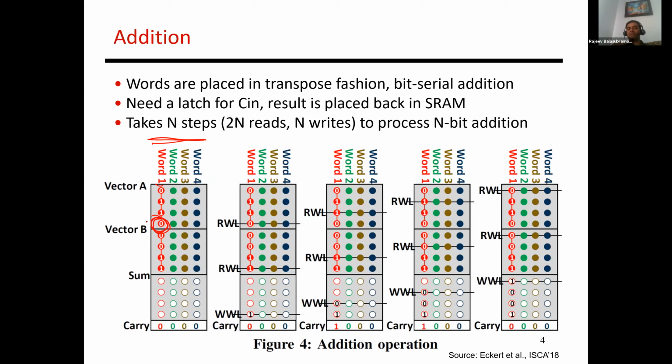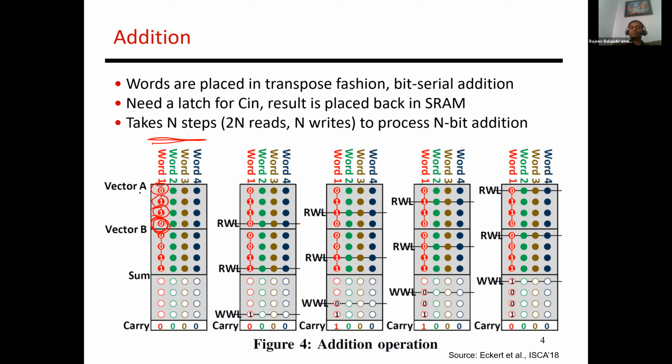Let's call that row number 4. The next bit is placed in row 3. The next bit is placed in row 2, and then row 1. Right. So each individual bit of the word is being placed in a separate row, right?